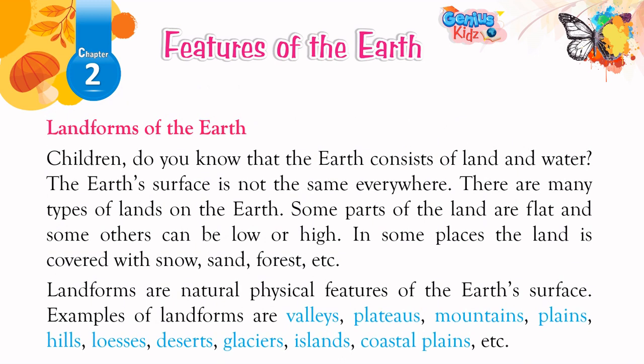Landforms of the Earth. Children, do you know that the Earth consists of land and water? The Earth's surface is not the same everywhere. There are many types of lands on the Earth. Some parts of the land are flat and some others can be low or high. In some places the land is covered with snow, sand, forest, etc. Landforms are natural physical features of the Earth's surface. Examples of landforms are valleys, plateaus, mountains, plains, hills, loess, deserts, glaciers, islands, coastal plains, etc.